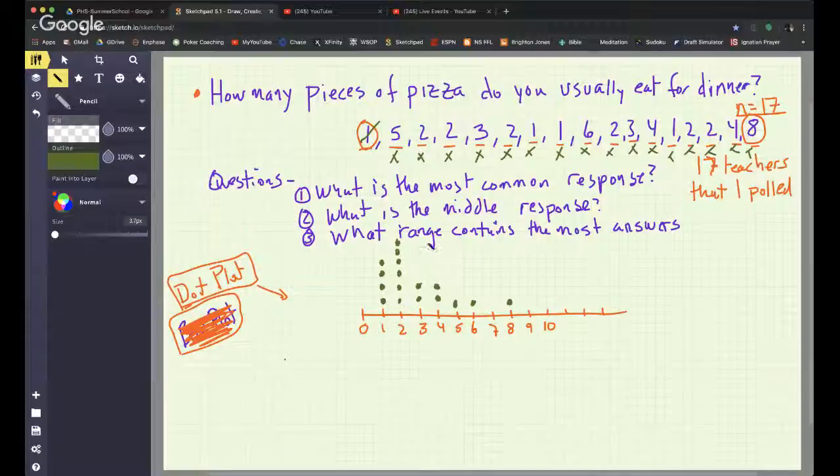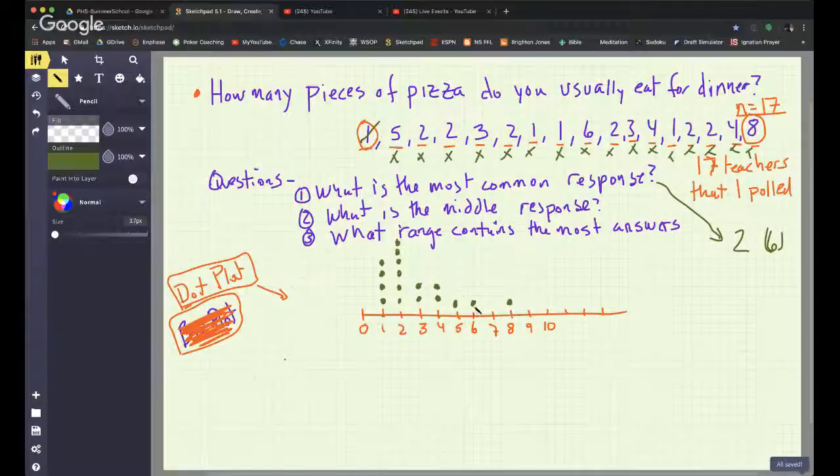I can easily answer these questions. What is the most common response? Well, the most common response is 2. I have 1, 2, 3, 4, 5, 6. I have 6 of them. So 6 people said 2. I can look up here in the data and make sure that I'm not crazy. 1, 2, 3, 4, 5, 6. Yeah. So I had 6 of those.